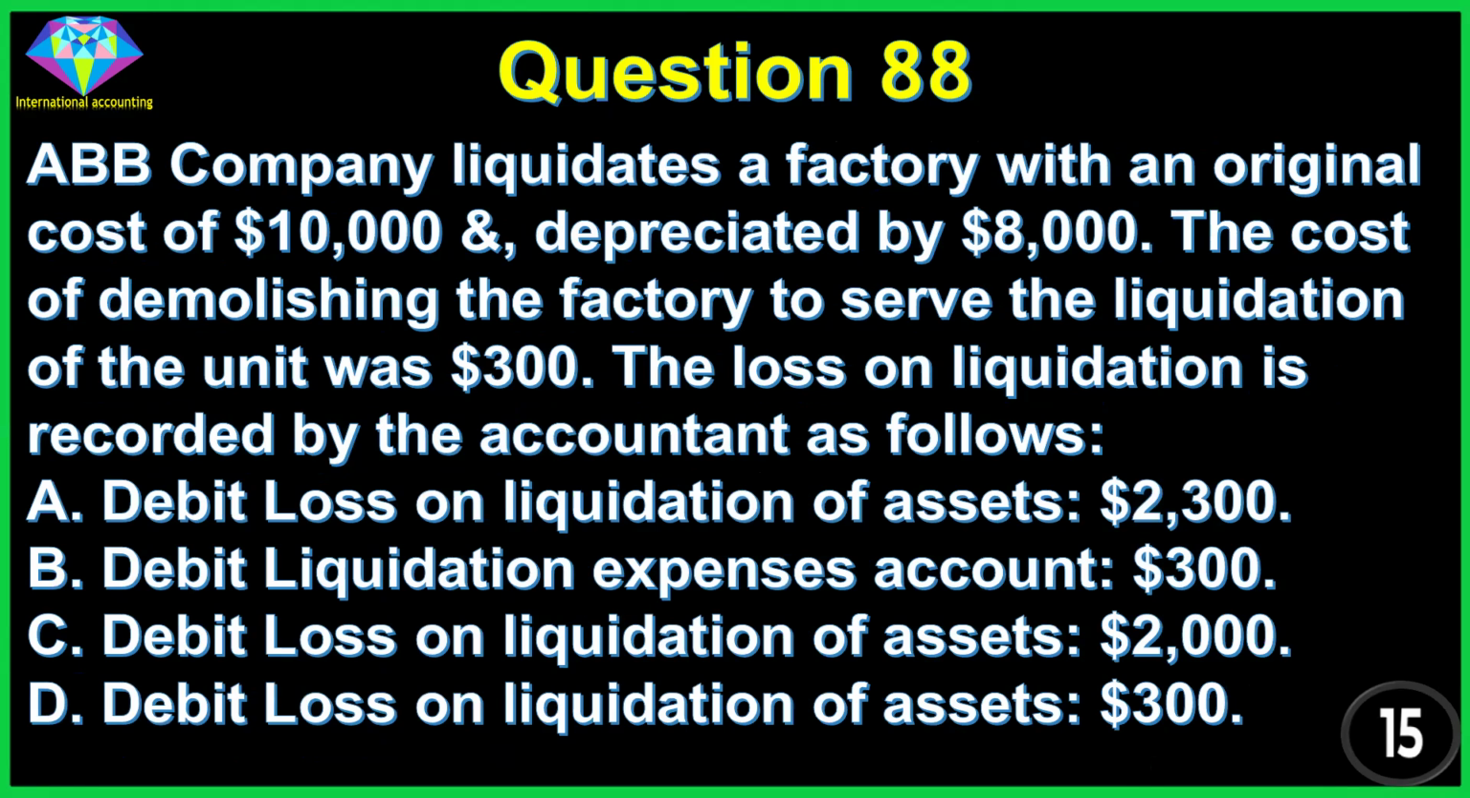AB company liquidates a factory with an original cost of $10,000 and depreciated by $8,000. The cost of demolishing the factory to serve the liquidation of the unit was $300. The loss on liquidation is recorded by the accountant as follows: A. Debit loss on liquidation of assets, $2,300. B. Debit liquidation expenses account, $300. C. Debit loss on liquidation of assets, $2,000. D. Debit loss on liquidation of assets, $300.